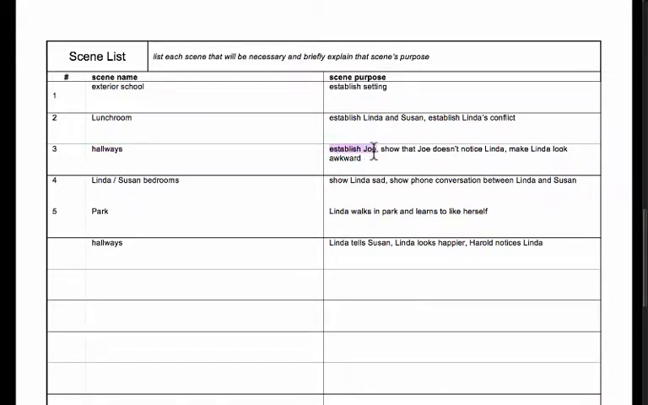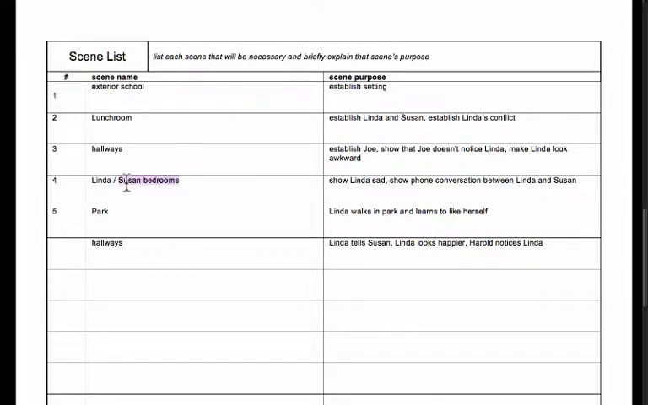and that's where we're going to establish the Joe character. He's going to be surrounded by all of his friends, and we're going to show that he just doesn't notice Linda at all. She's going to look sad, she's going to be following around maybe, missed connections perhaps in the hallway. By the end of this scene, we're really going to get that Joe and Linda are in totally different worlds here, and Linda's not happy in her world.